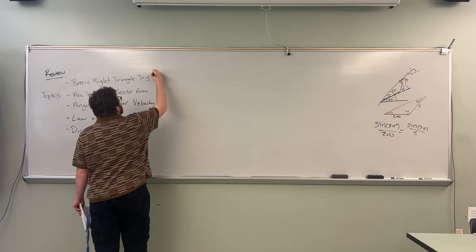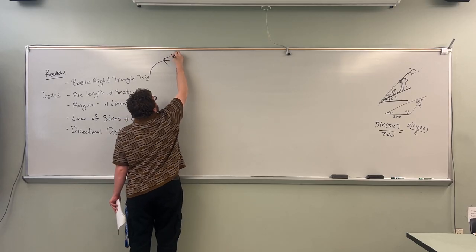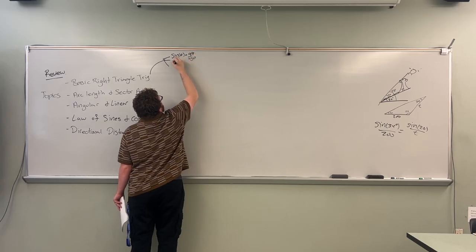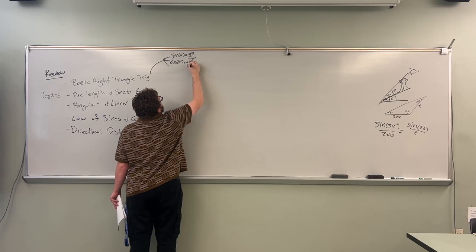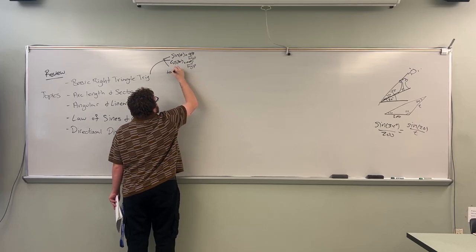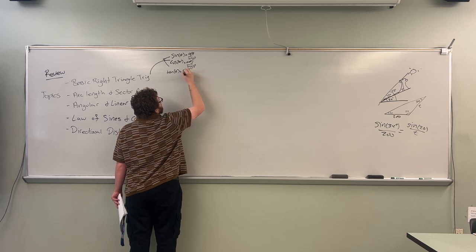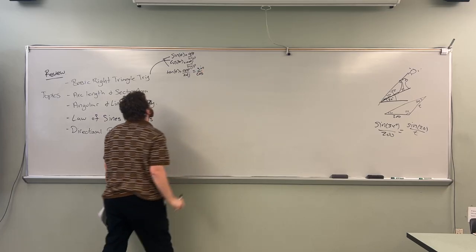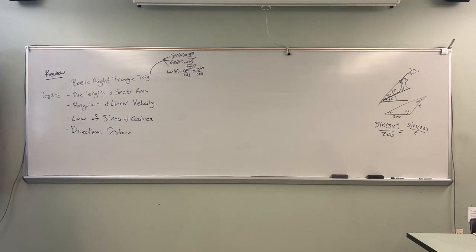For the basic right triangle trig, we've got sine theta equals opposite over hypotenuse. Cosine theta equals adjacent over hypotenuse. And tangent theta equals opposite over adjacent, which is the same thing as sine over cosine. These we should have ingrained into our brain at this point. If you don't, you really need to know these. These will not be included on the test.